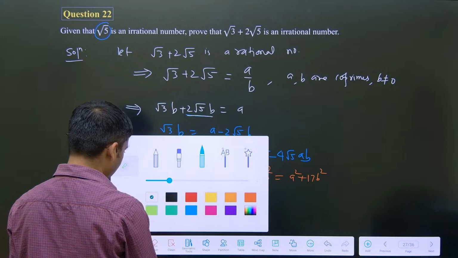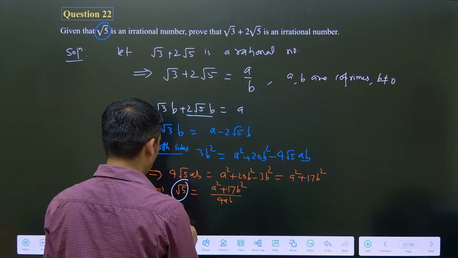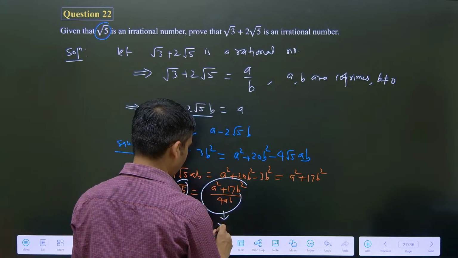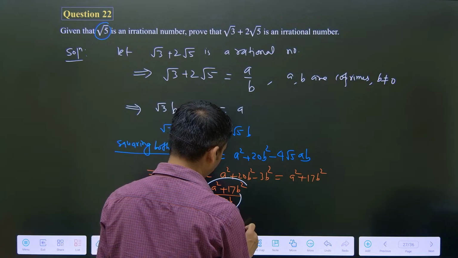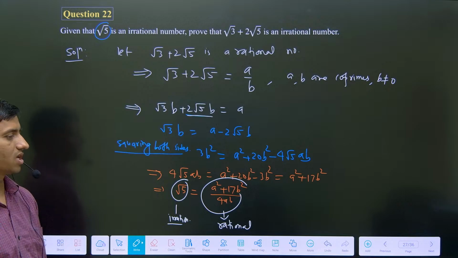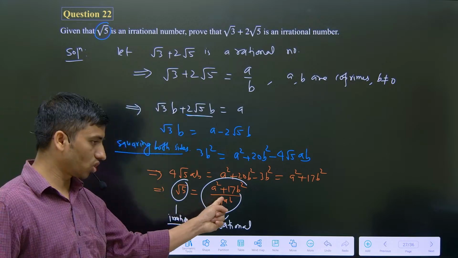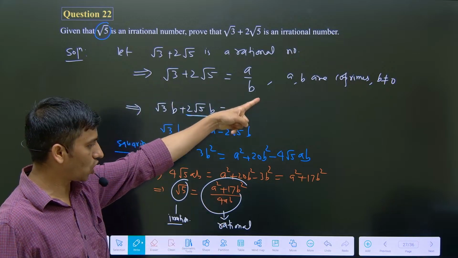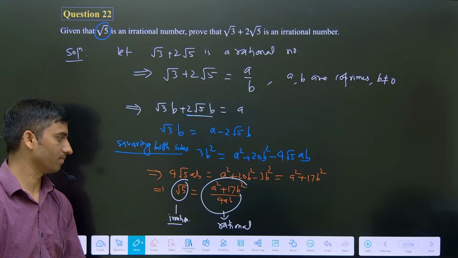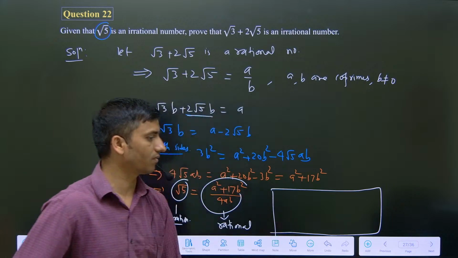The left hand side is given irrational, and we know that the ratio of two rational numbers is a rational number, right? So this has to be rational. Isn't it a contradiction? Are an irrational number and a rational number equal? They are not. So since this is not true, our assumption is wrong, and hence we'll conclude that the given number has to be irrational. Please write the conclusion properly, guys. Conclusion is a must. I'm leaving that for you.